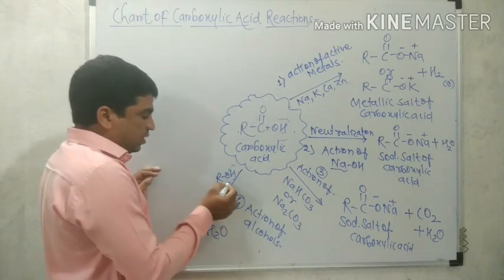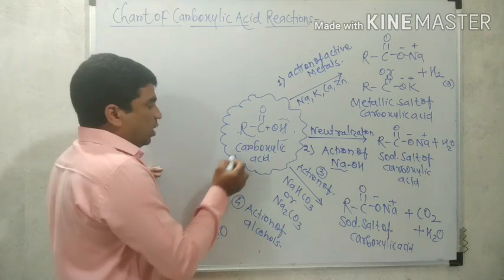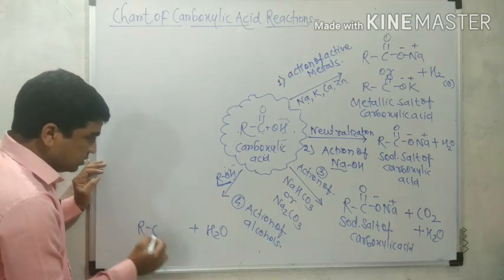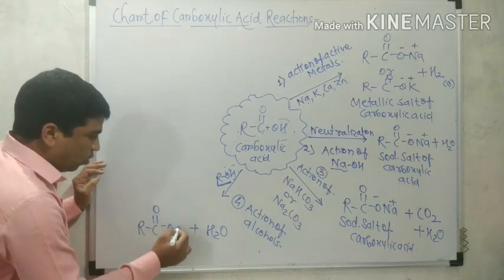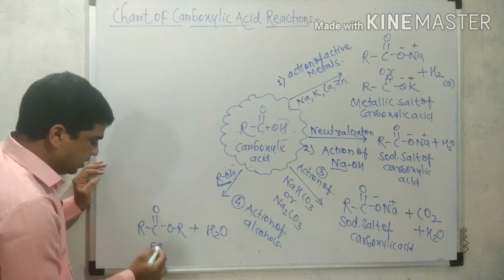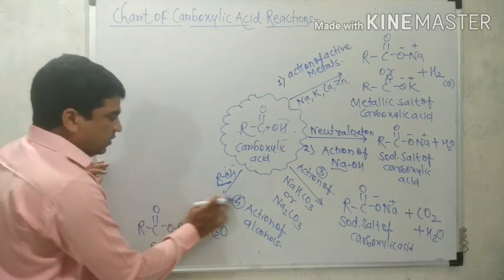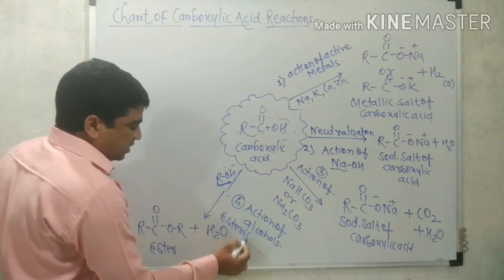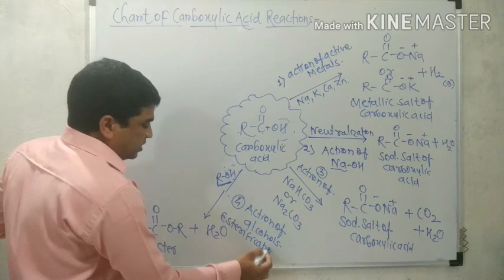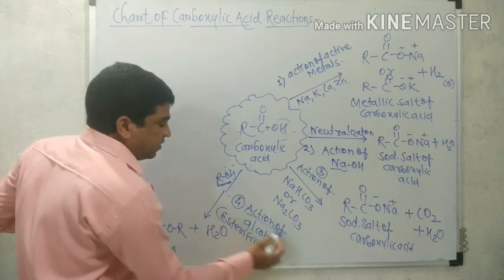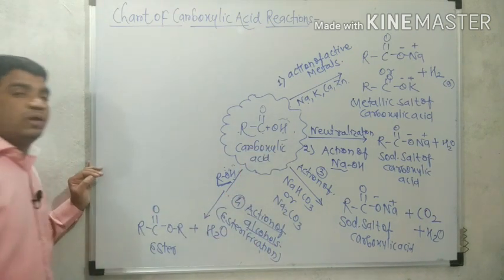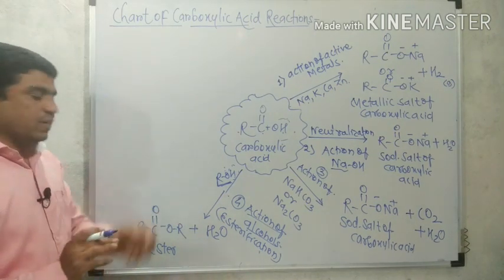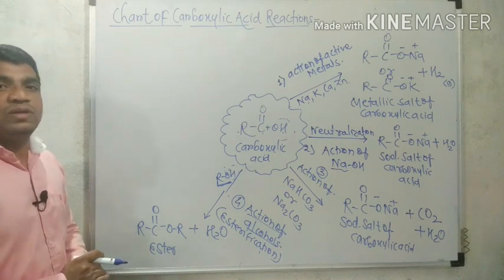But before that, what is remaining? OR. That OR gets connected to this carbon. So we obtain RCOOR, that is an ester, because this is the esterification reaction. This reaction is also called esterification. We have already discussed this reaction in detail, but we are going to draw the chart of that reaction.